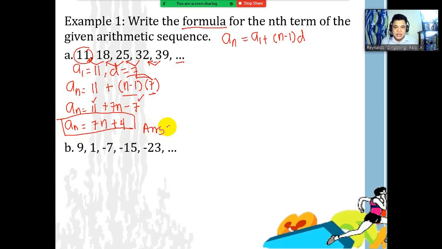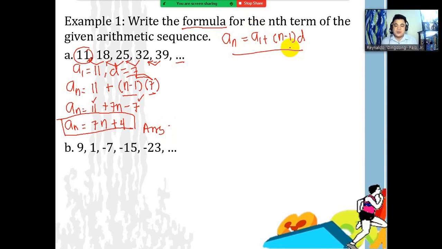So if you would like to find the unknown term in the sequence, you can actually use the formula a sub n equals 7n plus 4. What is the general term that we use? We use the general term for arithmetic sequence. Okay, so let's have the next one.